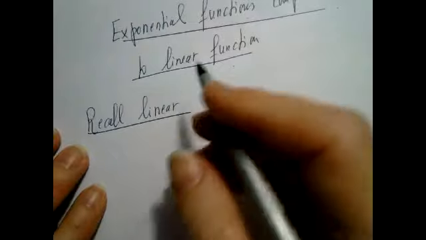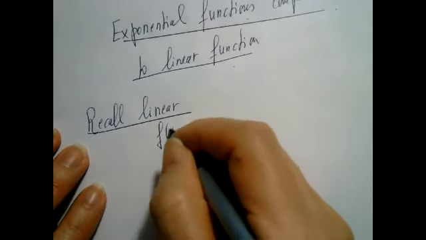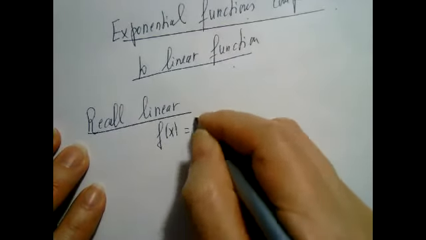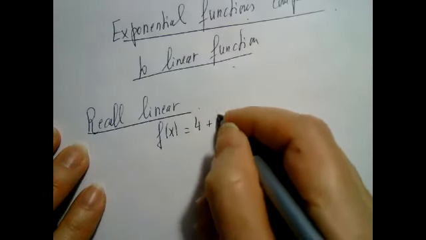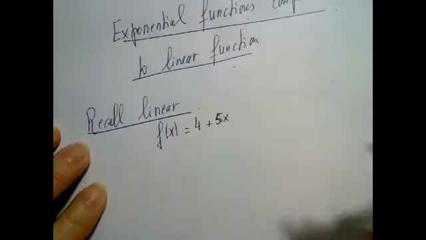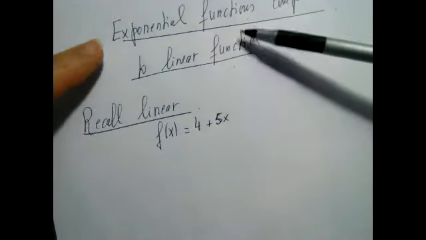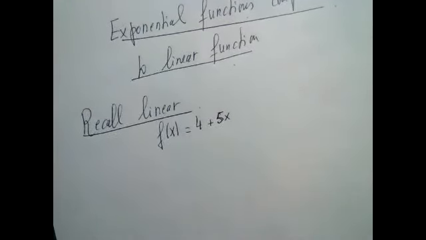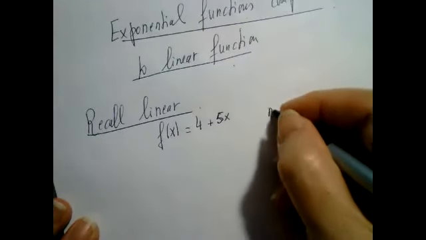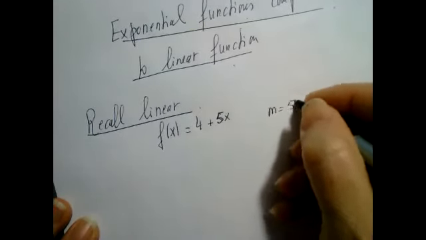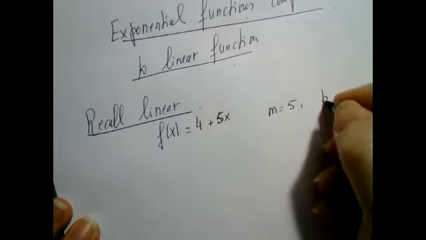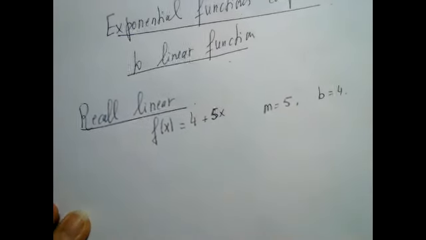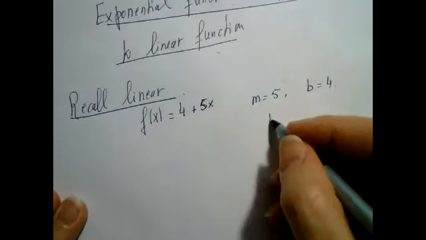Suppose I have the following function, f of x equals 4 plus 5x. What we're going to do now is compare linear to exponential. Let me start with the linear and remind ourselves: here, the slope is 5, and the initial value, b, is 4.